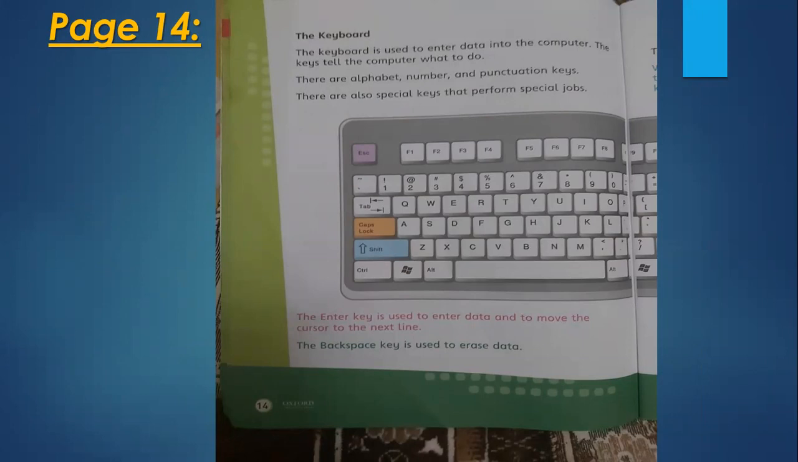The keyboard. The keyboard is used to enter data into the computer. The keyboard tells the computer what to do. There are alphabet, number, and punctuation keys. There are also special keys that perform special jobs. Now look below the picture. They tell us about enter key and backspace key. The enter key is used to enter data and to move the cursor to the next line. The backspace key is used to erase data.